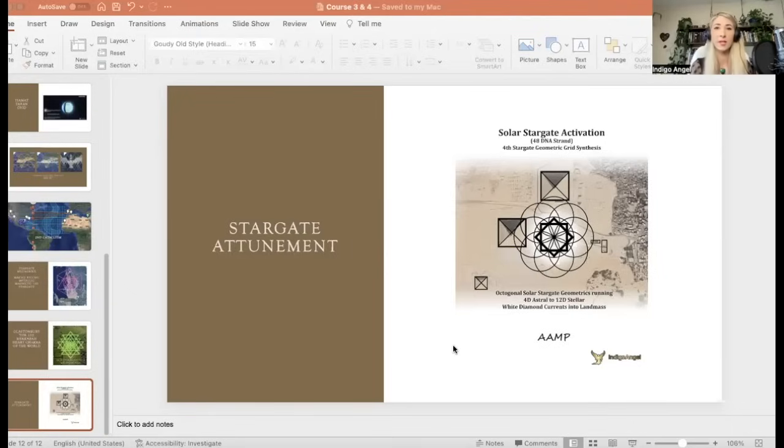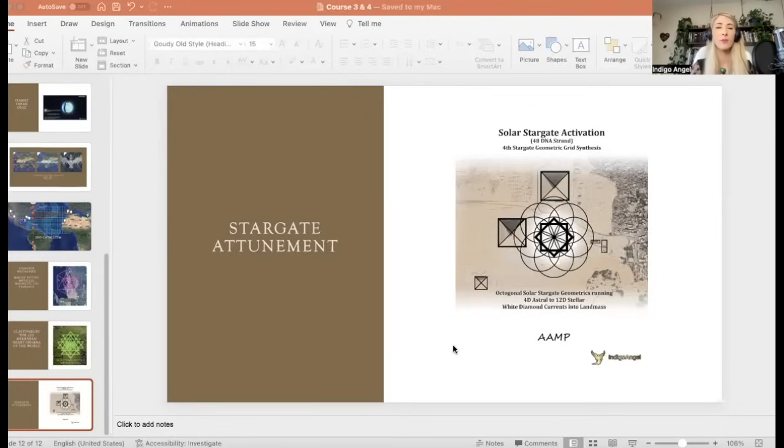You should be integrating all of the solar codes and activating to that Stargate. So this is a quick Stargate attunement that you can do. To come out of it, you can come back the way you came. You can start to draw the octagonal symbol up from the floor of the Stargate and come back up to the sun.